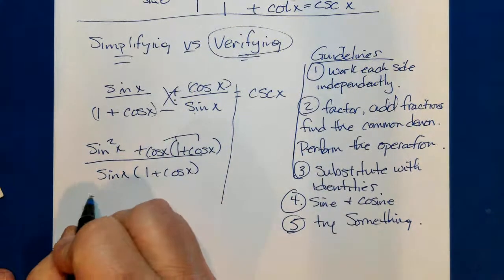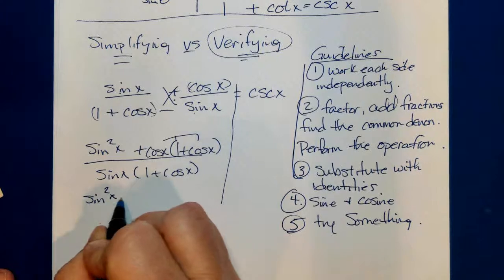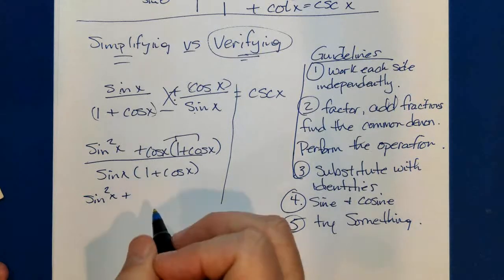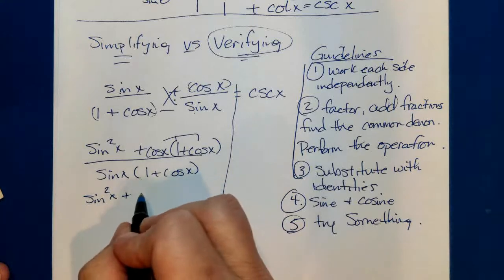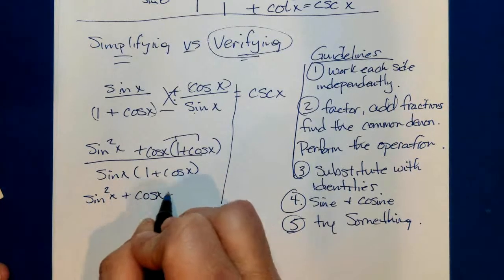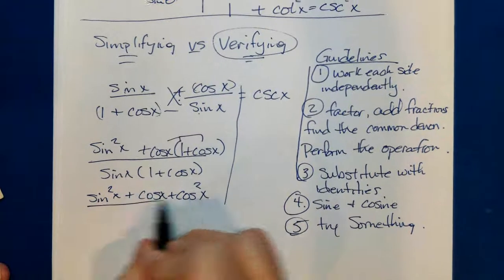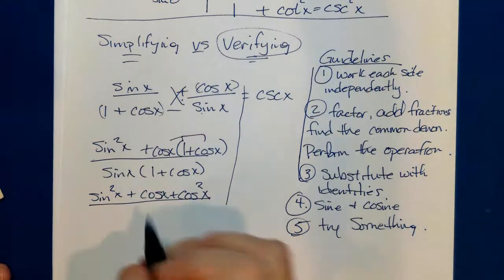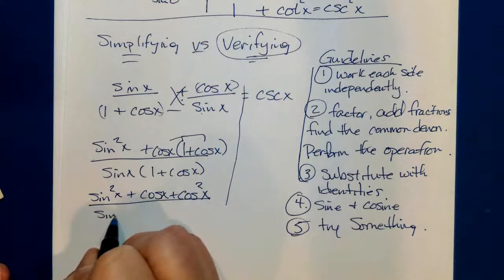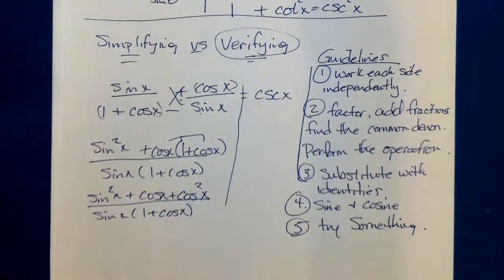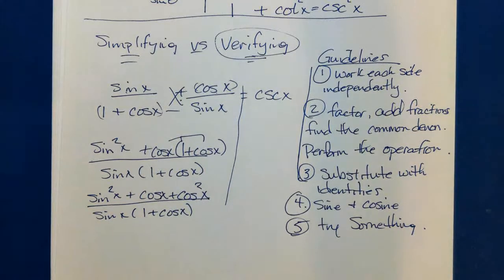Okay, and so we have sine squared x plus cosine x plus cosine squared x all over sine x times 1 plus cosine x. Okay, I'll give you a second and let you catch up and digest there.